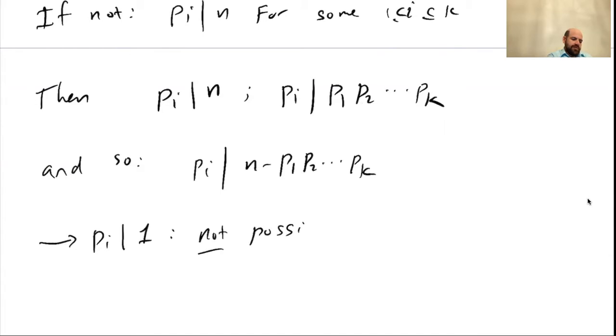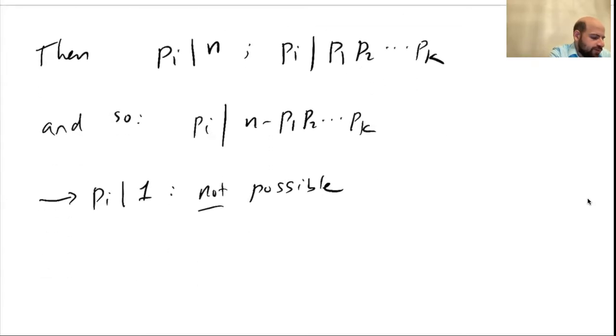Pi is a prime number, right? It cannot divide 1. Remember, a divides b means a is a factor for b. So 1 has no factor other than 1 itself, right? So pi is a prime number, cannot be a factor for 1. So what does that mean? So that means none of pi's.